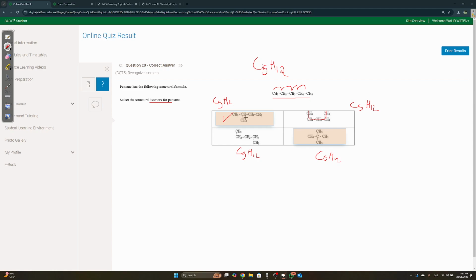But here, I can't use one stroke. I'm going to have to use 2 strokes. Here, I can use one stroke. Come down, take a right, go down. That's one stroke, so it's one line. So the structure is the same. There's still no branches. The moment you introduce a branch, that's when you're finally considered an isomer.